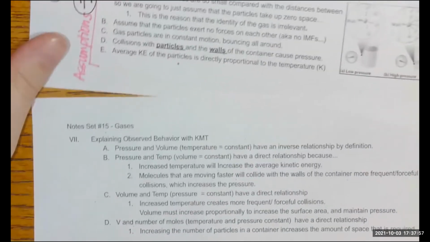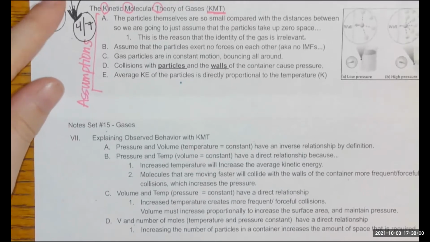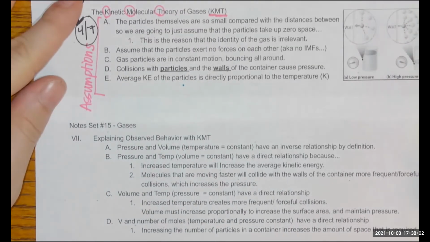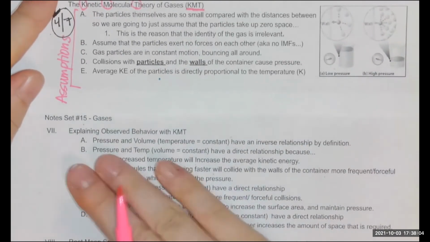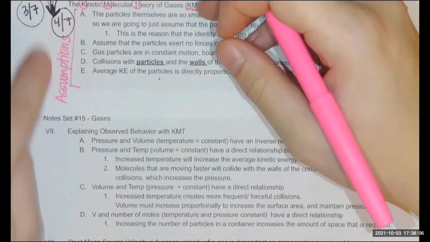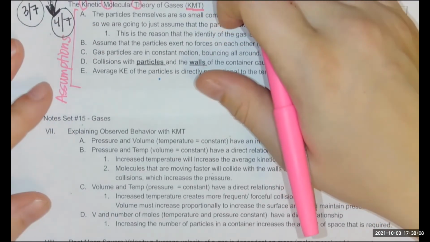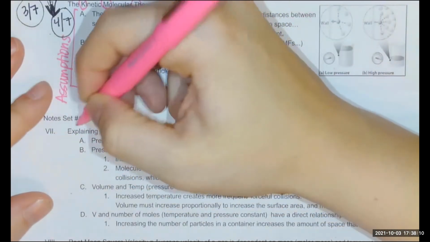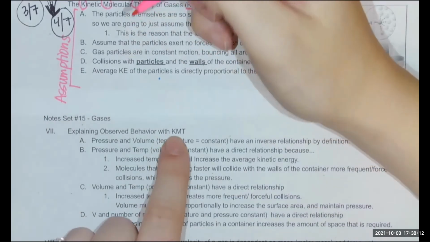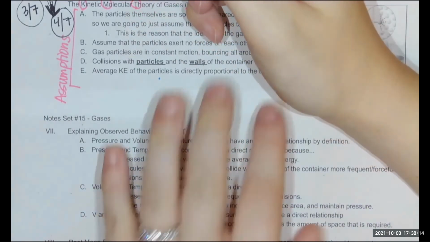On the back side, down here, for yours it's the back side, but I didn't print these double-sided. So my back side is here. These are the assumptions that are being made, and these are the explained behaviors that KMT addresses.